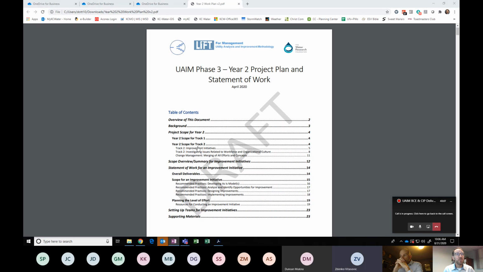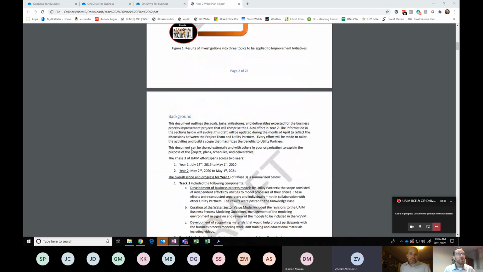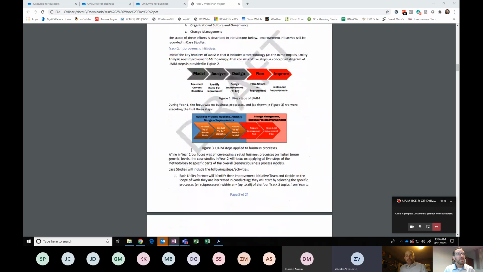This group actually falls within track 2, and within the work plan we're looking at these improvement initiatives. So we're trying to identify some opportunities within our utilities to use these tools to make tangible improvements. So that's where the meat is, and Cello sent out a link to this work plan and really directed us to look at pages 5 through 8. So I just want to scroll down to page 5 right now.